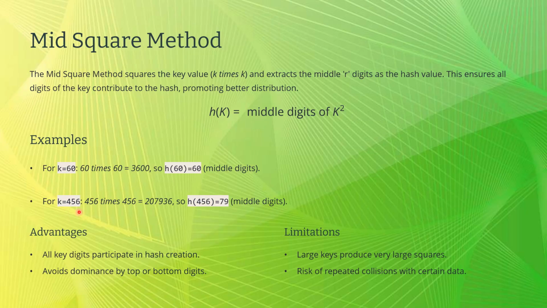k equal to 456 means 456 times 456 equal to 207936. So h of 456 is equal to the middle digits of this value, that is 79. These are the advantages and limitations of the mid-square method.